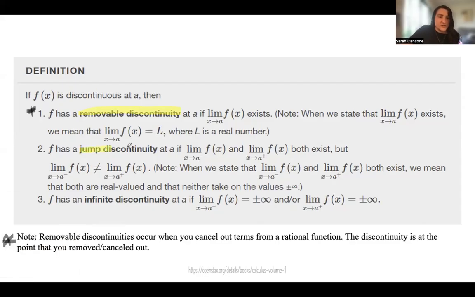The next one is a jump discontinuity. For a jump discontinuity, the left-hand limit and the right-hand limit exist, but the limits are not equal. This occurs mostly, you'll see this in piecewise functions.